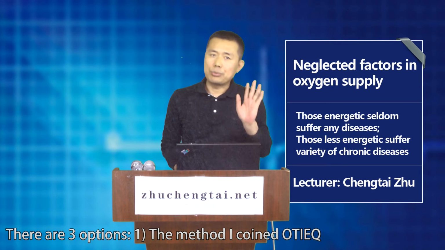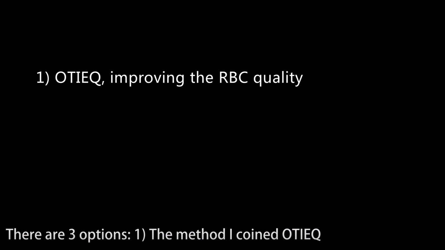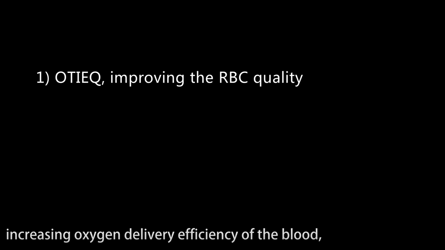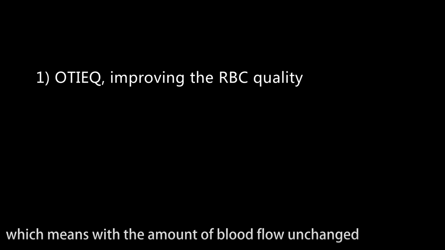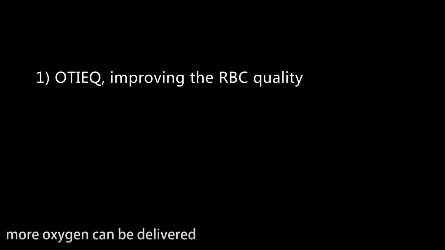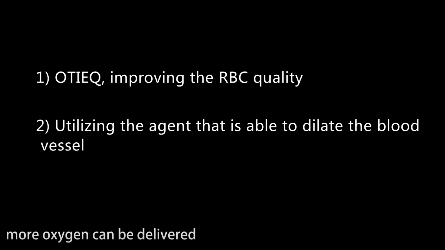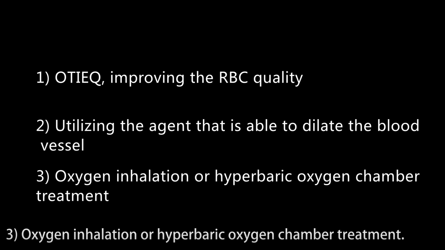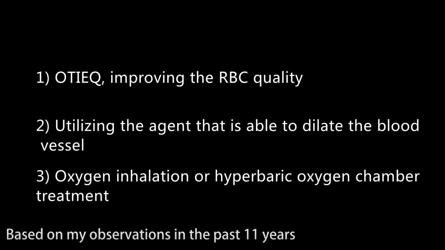There are 3 options. 1, the method I call the OTEC, improving the RBC quality for the purpose of increasing oxygen delivery efficiency of the blood, which means with the amount of blood flow unchanged, more oxygen can be released. Second, utilizing the agent that is able to dilate the blood vessel, for example, ginkgo leaf extract. 3, oxygen inhalation or hyperbaric oxygen chamber treatment.